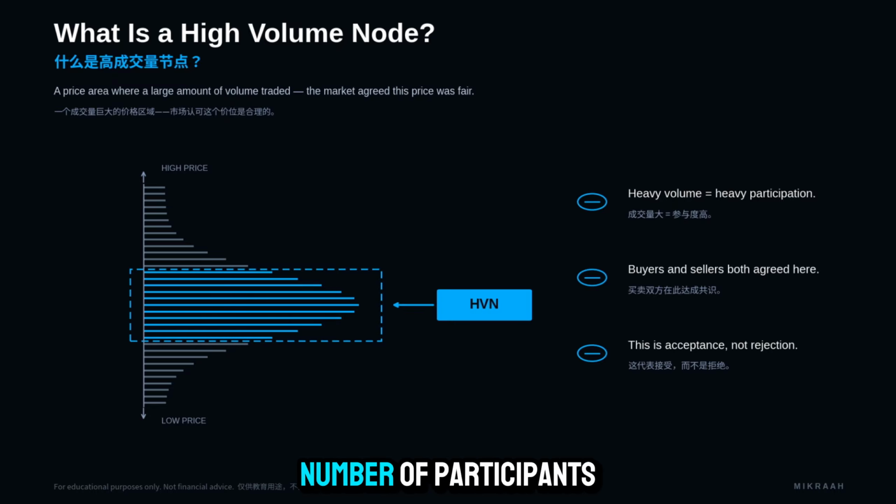And when a large number of participants transacted at that price, it means something specific. They agreed. Buyers were willing to buy here and sellers were willing to sell here. Both sides looked at the price and called it fair. That's acceptance. Heavy volume equals heavy participation, and heavy participation equals agreement. The high volume node is the market's record of where it was comfortable.